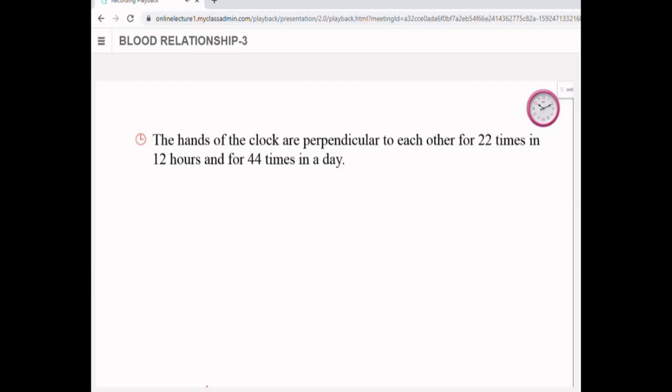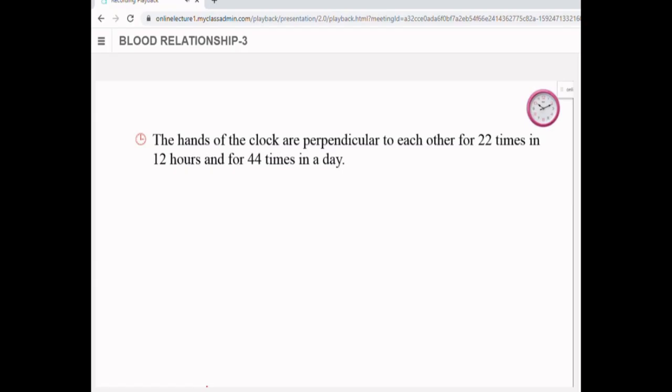When? Let's start with 12 o'clock. At sharp 12 o'clock, what happens? Both the hands are one above the other. Now the minute hand starts moving. It will come to 15, 12:15. Tell me, is it perpendicular, 90 degrees? Sharp 12:15, will they be perpendicular?